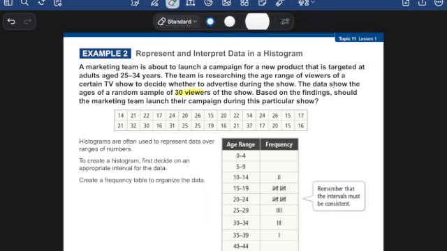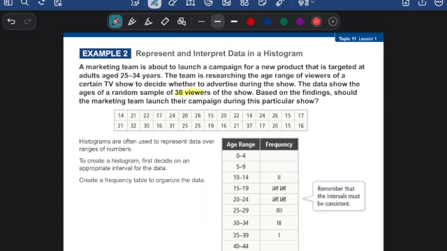As we've established our intervals, our age ranges, now we're going to count from our data set each individual age and put a tally mark in the interval that it falls under. So 14 would fall under the 10 to 14, and we'd put a tally mark there. And we continue inputting every data point from our survey and look at the results in our frequency table.